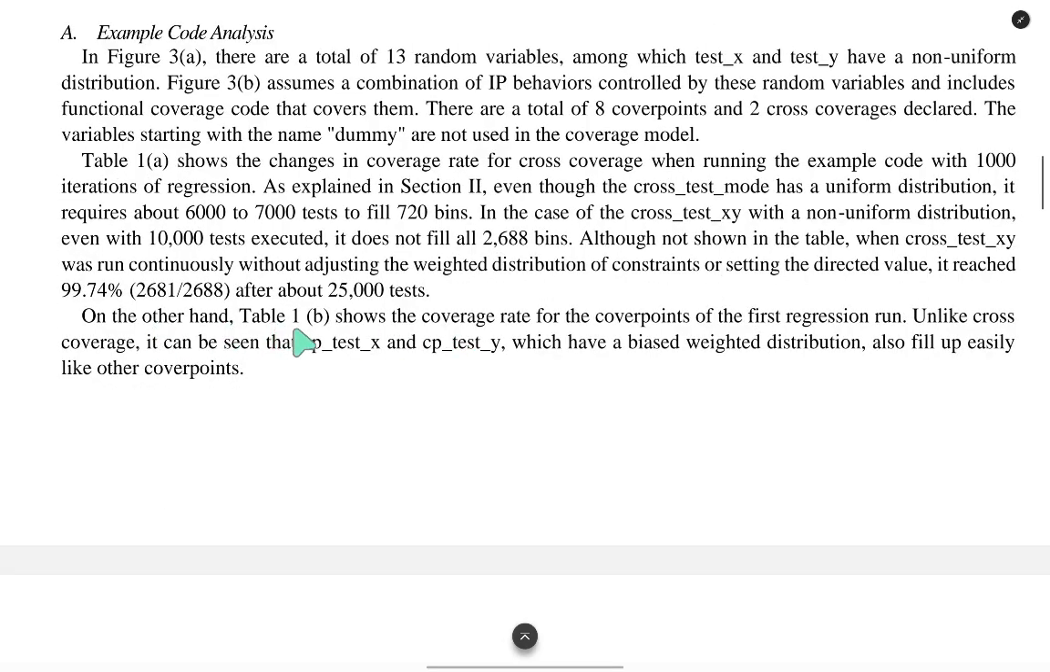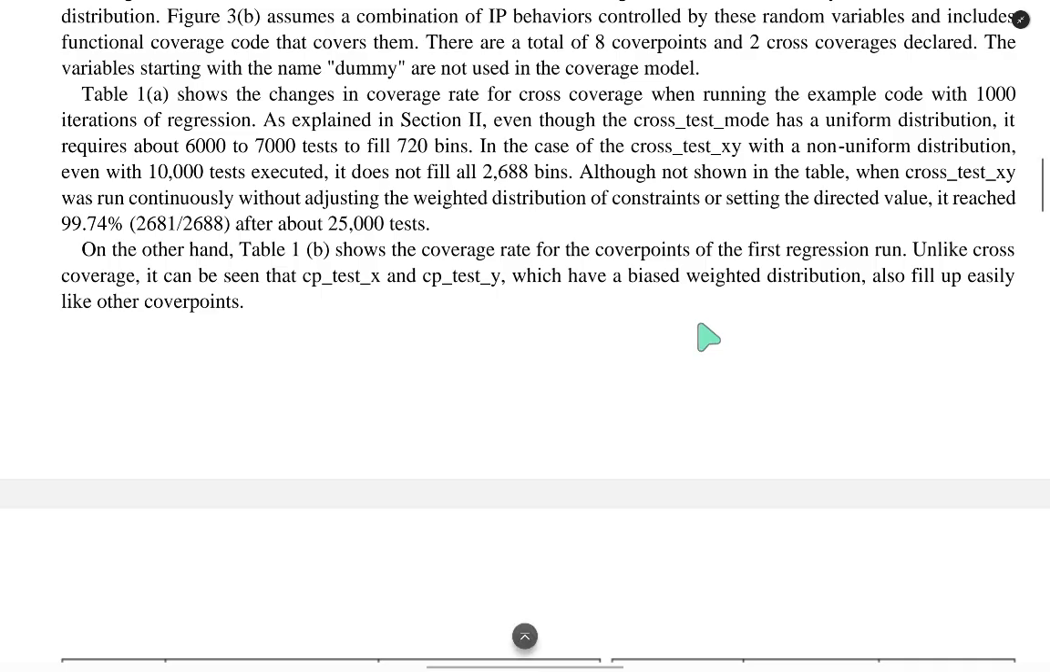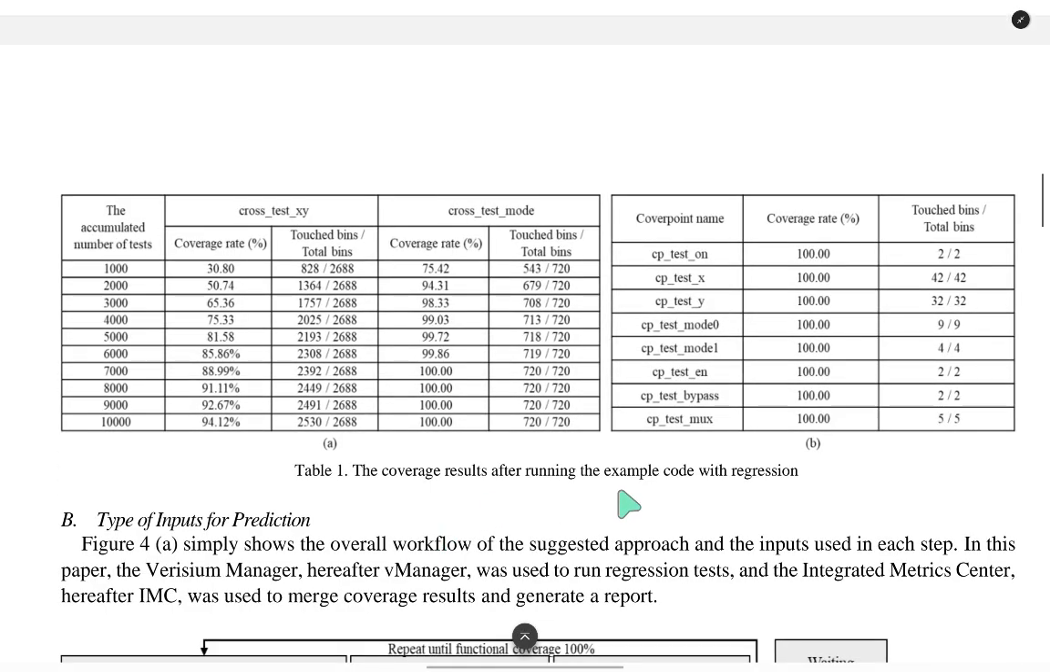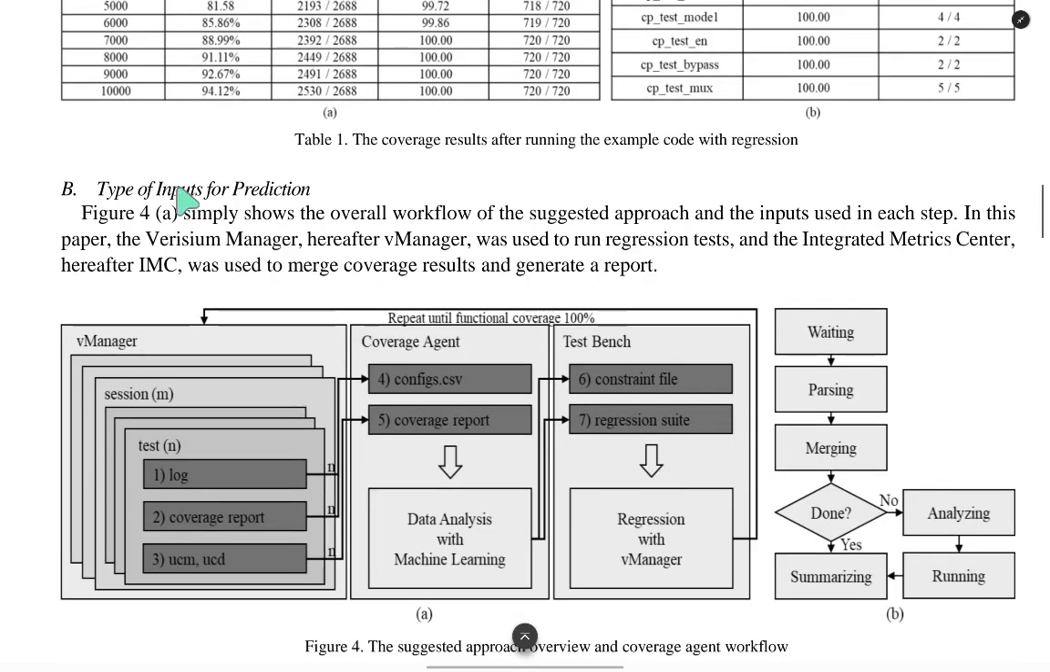On the other hand, Table 1b shows the coverage rate for the cover points of the first regression run. Unlike the cross coverage, CP_test_X and CP_test_Y, which have a biased weighted distribution, also fill up easily like other cover points. So Table 1 is the coverage result after running the example code with regression. B. Types of input for prediction. Figure 4a simply shows the overall workflow of the suggested approach and the inputs used in each step.